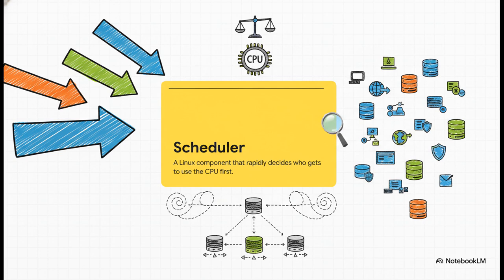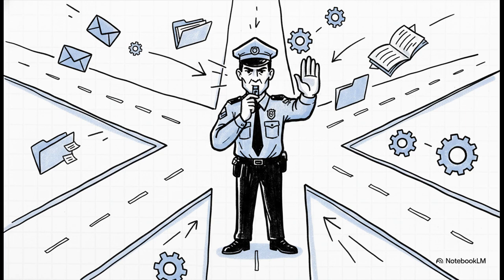The secret to surviving that isn't just raw horsepower, it's multitasking. And that's managed by this brilliant piece of the kernel called the scheduler. Its sole job is to rapidly decide who gets to use the CPU first. When you've got thousands of threads begging for attention, the scheduler is the ultimate judge. Think of it like a highly efficient traffic cop on a massive 10-lane highway.